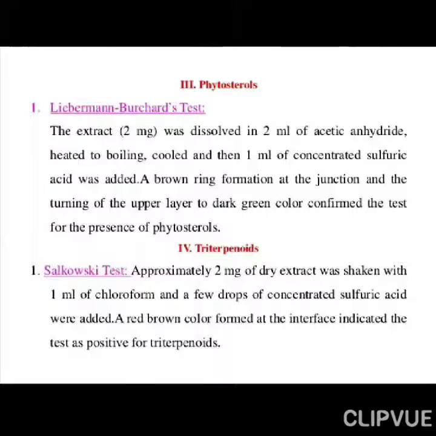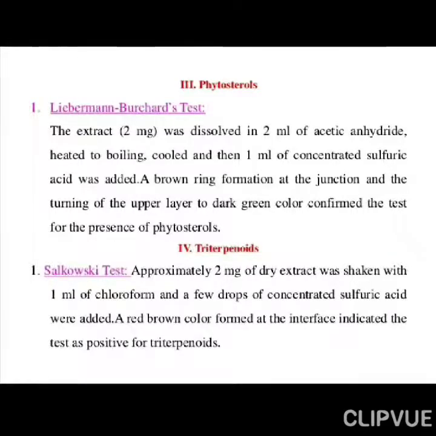When it comes to the phytosterols, the Liebermann-Burchard test is very famous. Whatever extract we have got, by the increasing order of polarity of solvent we used for Soxhlet or maceration or whatever it is, 2 mg of the extract is dissolved in 2 ml of acetic anhydride, heated to boiling, cooled, and then 1 ml of concentrated sulfuric acid is added. A brown ring forms at the junction, right, that ring type of formation you can get, and the turning of the upper layer to dark green color confirms the presence of phytosterol, having very good medicinal value and antioxidant property.